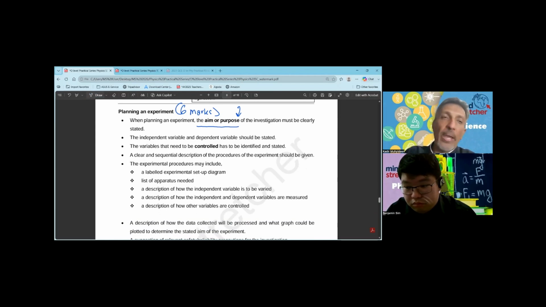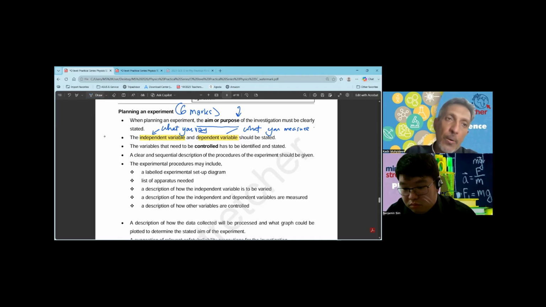When you have your aim clear, that means you know what the independent variable is and what the dependent variable is. That means what you vary, what you change, and what you measure. This has to be clear. You have to be clear about this.